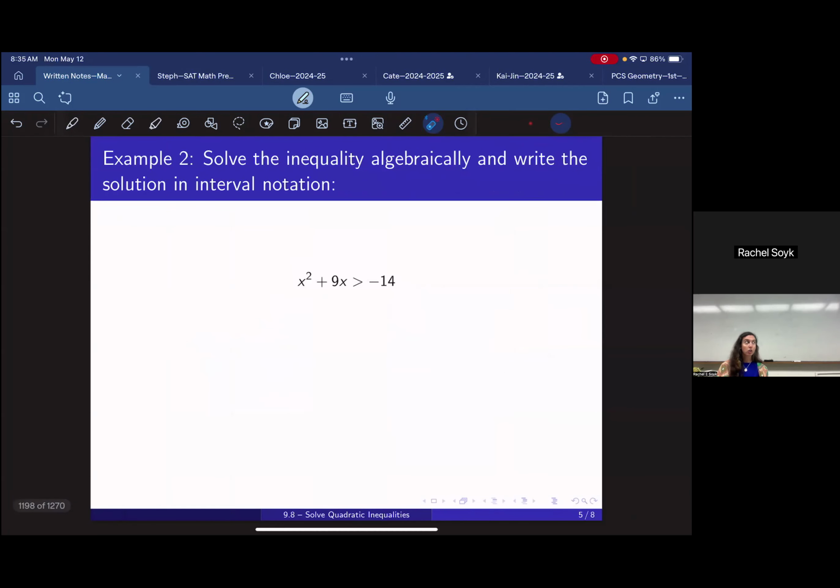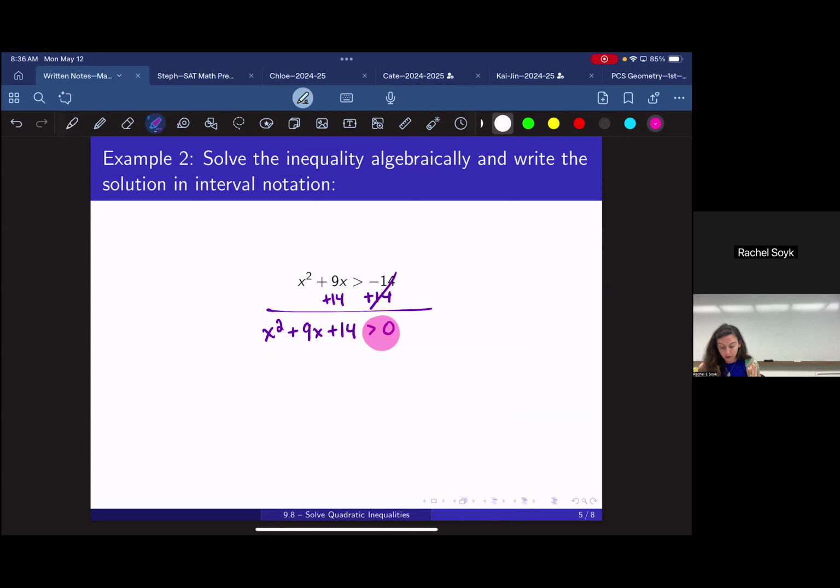Let's try example 2 together. Now you'll notice with example 2, everything's not on that left-hand side. So what do we have to do? We have to first add 14 to both sides so that we get that right-hand side equal to 0. We end up with x squared plus 9x plus 14 is greater than 0. Because it's just greater than 0, we're going to end up with some open circles in our number line, something to just think about.